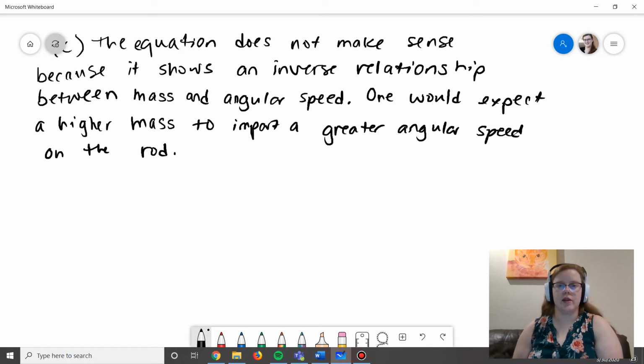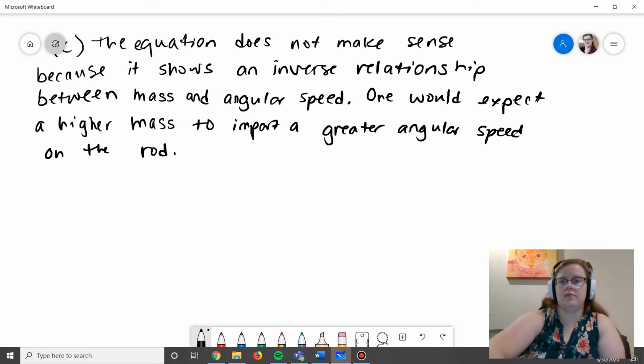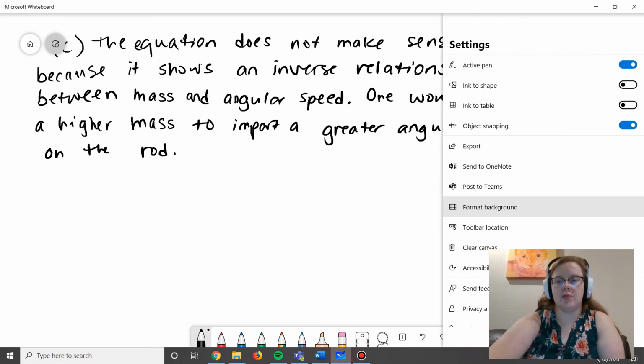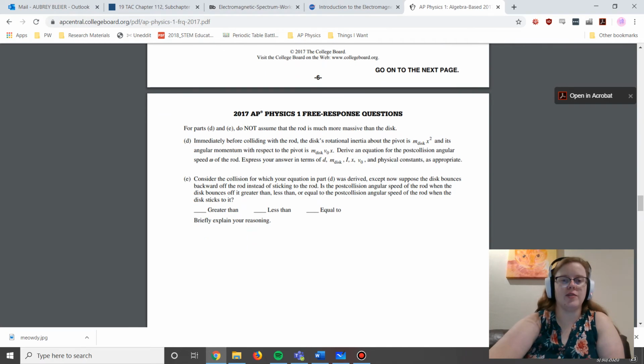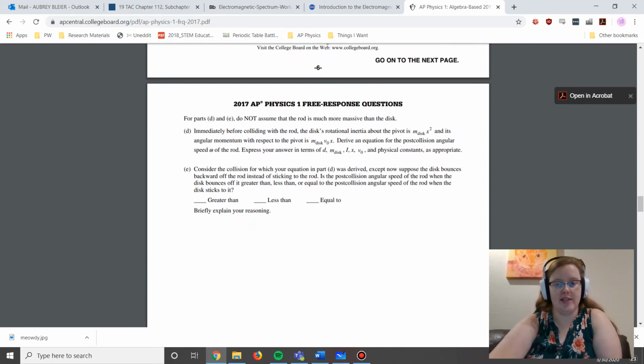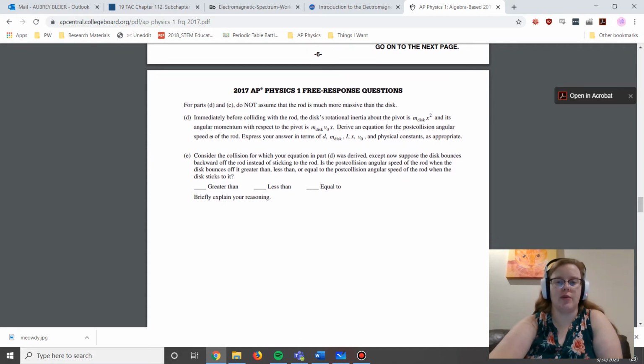That's letter C. Pause the video here if you need it. And we will go on to the last two parts anyway. So for parts D and E, do not assume that the rod is much more massive than the disk. So immediately before colliding with the rod, the disk's rotational inertia about the pivot is m disk x squared, and its angular momentum with respect to the pivot is m disk v naught x. Derive an equation for the post-collision angular speed omega of the rod. Express your answer in terms of D, m disk, I, x, v naught, and physical constants as appropriate.